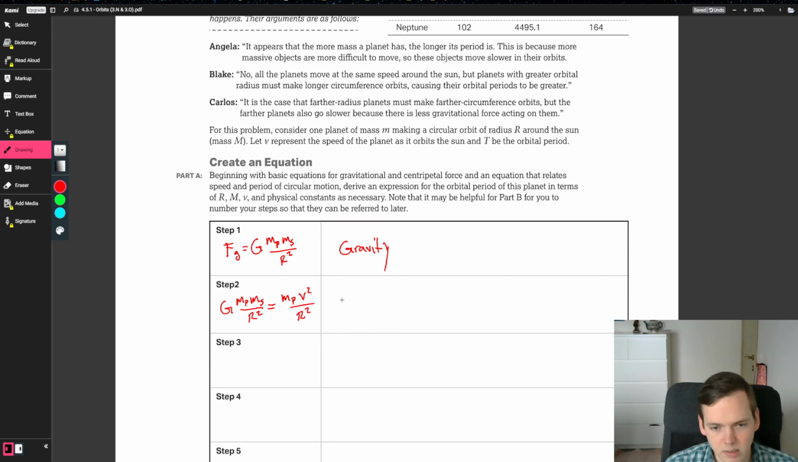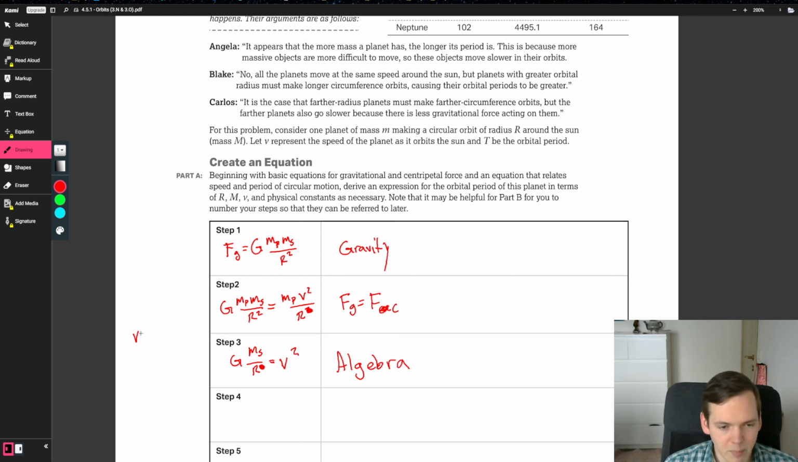And this is setting Fg equal to Fc because that's the only thing providing it. With some canceling things out and cleaning it up a bit, we can get that, sorry, this should be m v squared over r. So canceling stuff out, algebraically rearranging it, G times the mass of the sun divided by r is equal to the velocity squared. So that's just algebra.